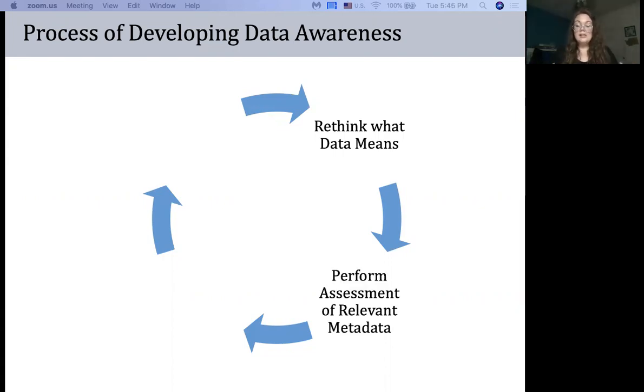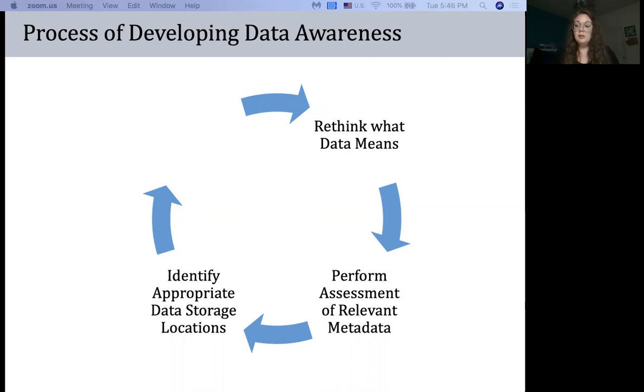Once we rethink what data means to us, we perform an assessment of the relevant metadata. That way we understand all the factors that we need to keep track of in order to really have an efficient experimental program. Thirdly, we identify appropriate data storage locations for both temporary and terminal data storage.